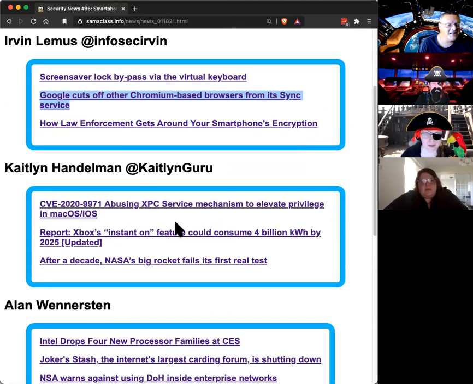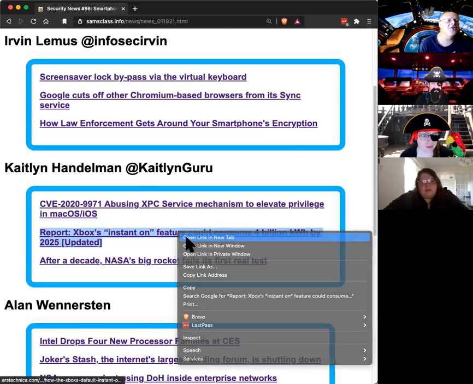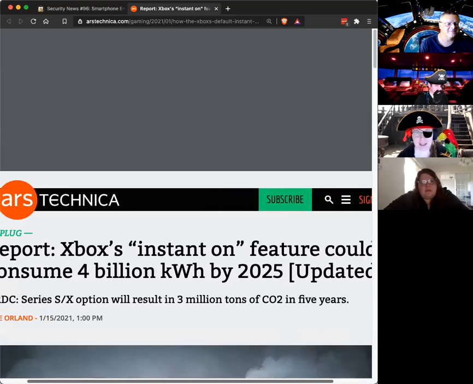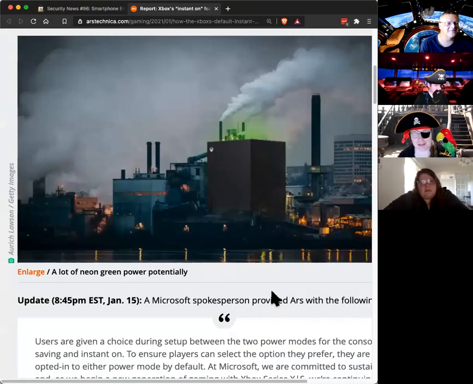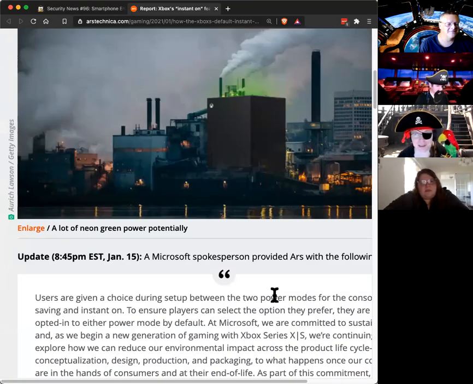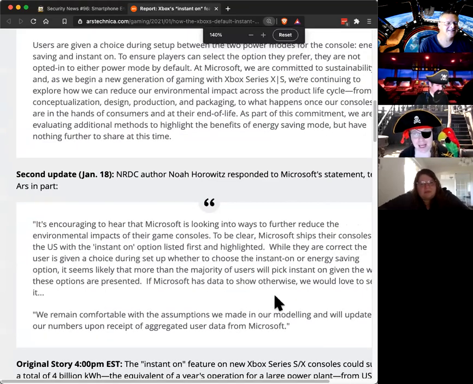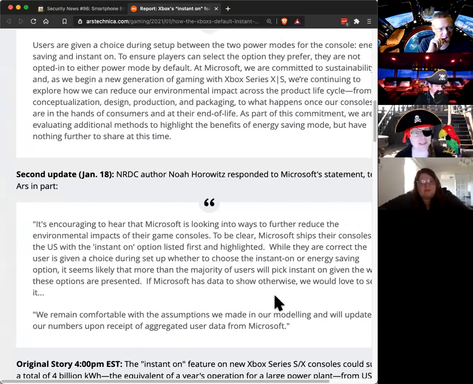Well, anyway, and then we got Xbox Instant On. Oh, this thing, power consumption. Right. So the new Xbox has this instant on feature where you can either set it to power saving mode or instant on. And I know what you're thinking. You're thinking instant on works by queuing up the startup and then going into hibernation mode or something. No, it doesn't. Instant on mode, I kid you not, draws 10 watts of power 24/7.